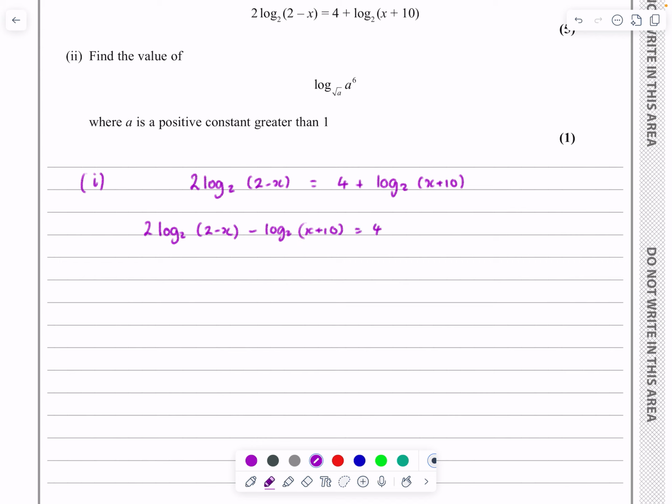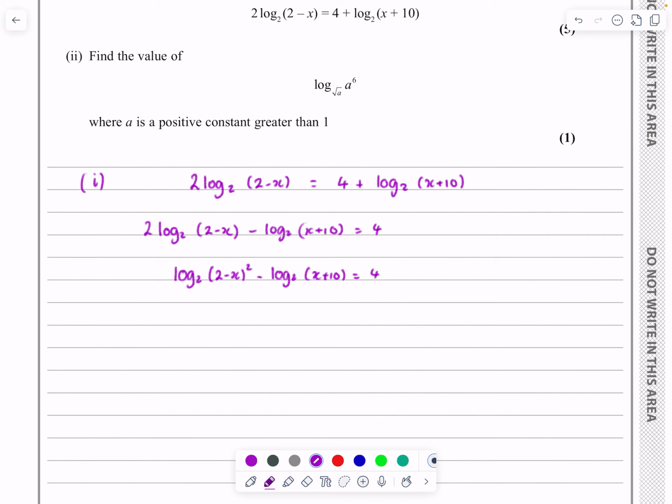And then the first log rule I'm going to use is the fact that if we've got log a to the power of b, what we can do with that is take that power down. Alternatively, if we've got b log a, then that power can go up and become a to the power of b. So those two are interchangeable. Here we're going to take the power up there. So if we do that, we're going to get log to the base 2 of (2 minus x) all squared minus log to the base 2 of (x plus 10) equals 4.